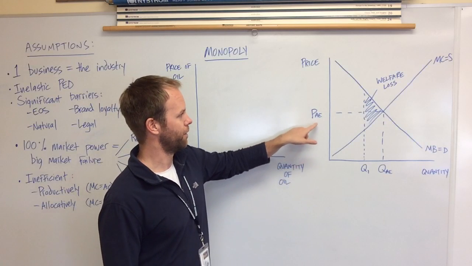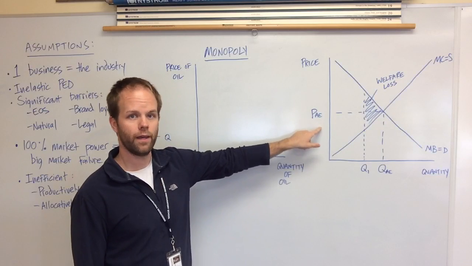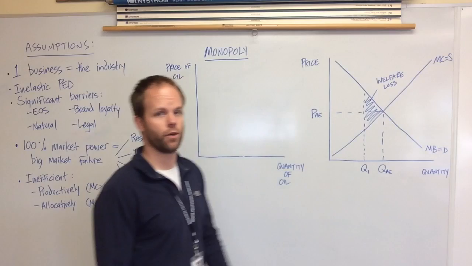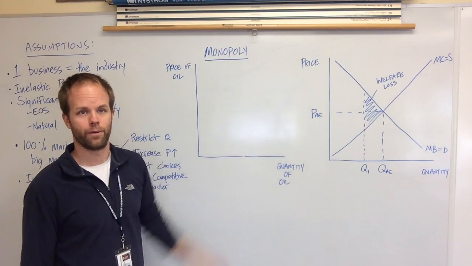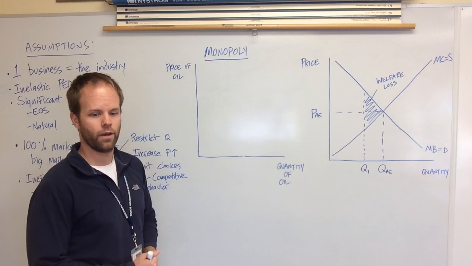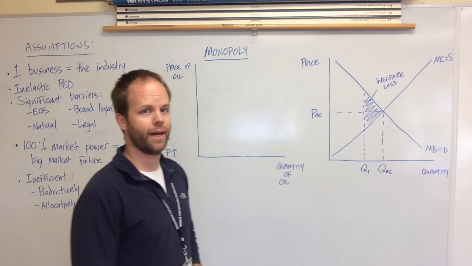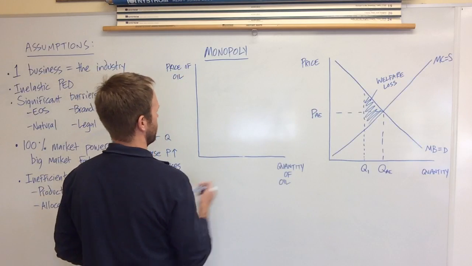And so I've marked that off as the price of AE, that means to be allocatively efficient, and then the allocatively efficient quantity. We're essentially going to show this on this monopoly graph I'm going to draw for you here. Okay, so again, one of our assumptions here is that we have inelastic demand because there are no substitutes. So let's start there.